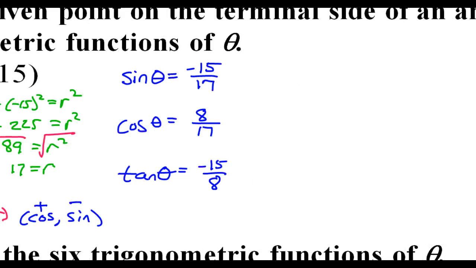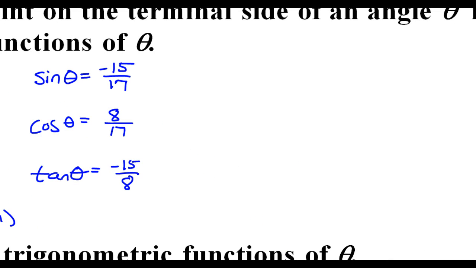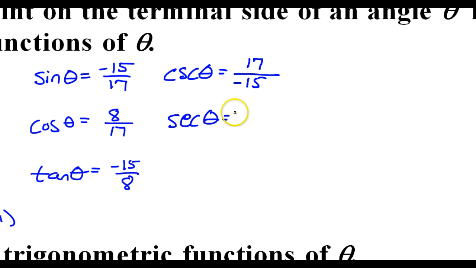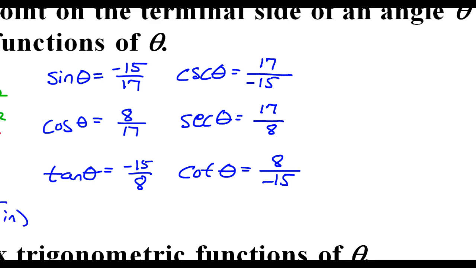Okay, now let's do the reciprocal functions. The reciprocal of sine is called the cosecant, so that's just going to be 17 over negative 15. The reciprocal of cosine is called the secant, and that's going to be 17 over 8. And the reciprocal of tangent is called the cotangent, and that's going to be 8 over negative 15. So there you have it, all 6 trig functions.